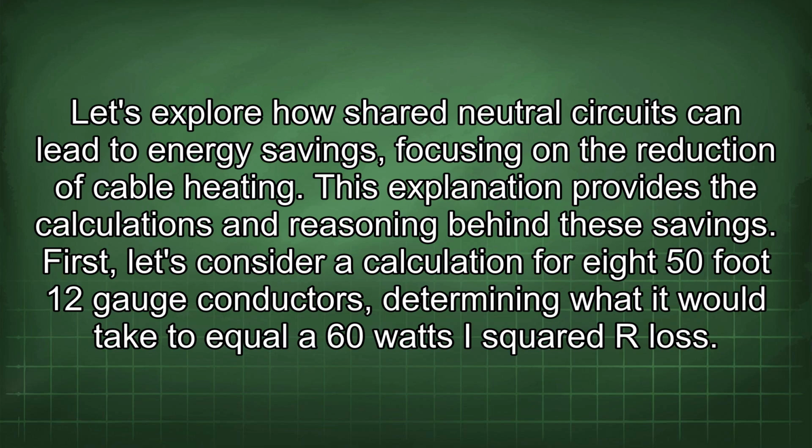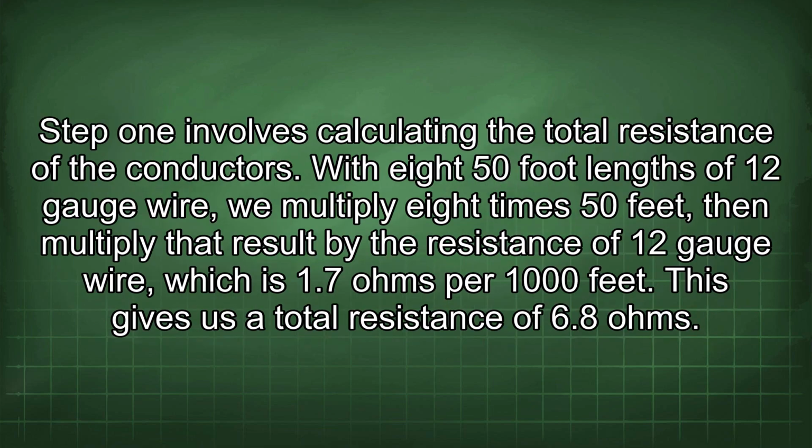I²R loss. Step 1 involves calculating the total resistance of the conductors. With 8 50-foot lengths of 12-gauge wire, we multiply 8 times 50 feet, then multiply that result by the resistance of 12-gauge wire, which is 1.7 ohms per 1,000 feet. This gives us a total resistance of 6.8 ohms.